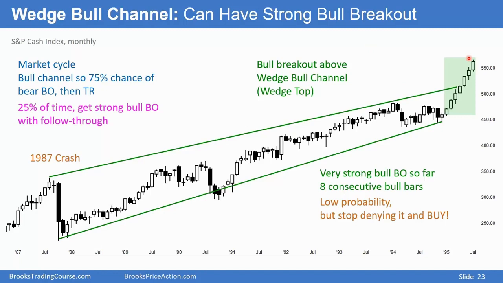Instead, we're getting a bull breakout. And not only a bull breakout, an exceptionally strong bull breakout. You cannot deny it. You have to look at that and say, that should not be happening. When something happens that should not be happening, there's going to be strong follow-through.